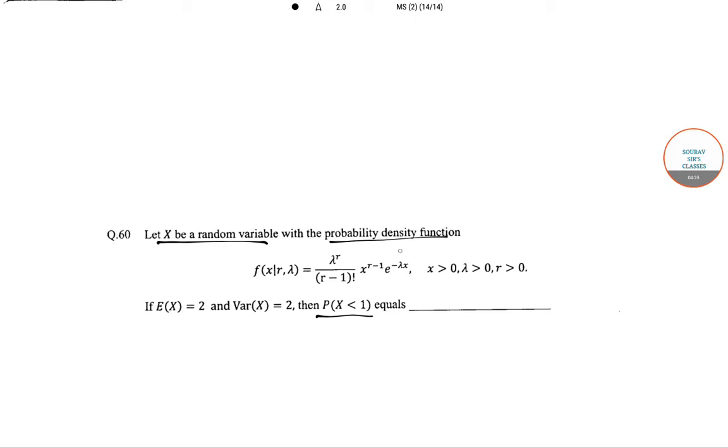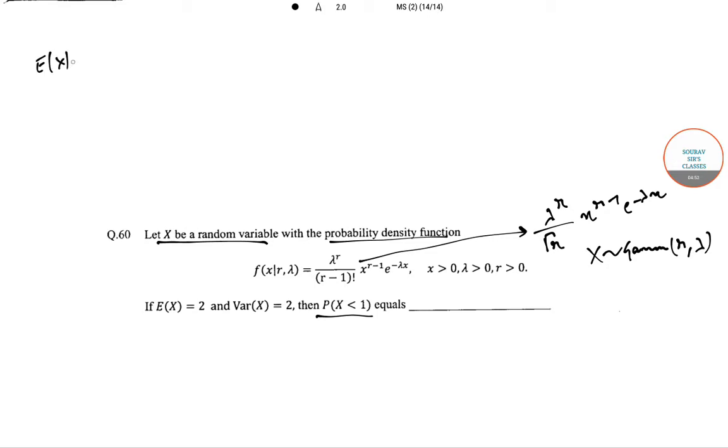Now, this PDF can be written as lambda to the power r by gamma r x to the power r minus 1 e to the power minus lambda x. Thus, X follows gamma r comma lambda. Now, expectation X is equal to r by lambda is equal to 2 and variance X is equal to r by lambda squared is equal to 2.